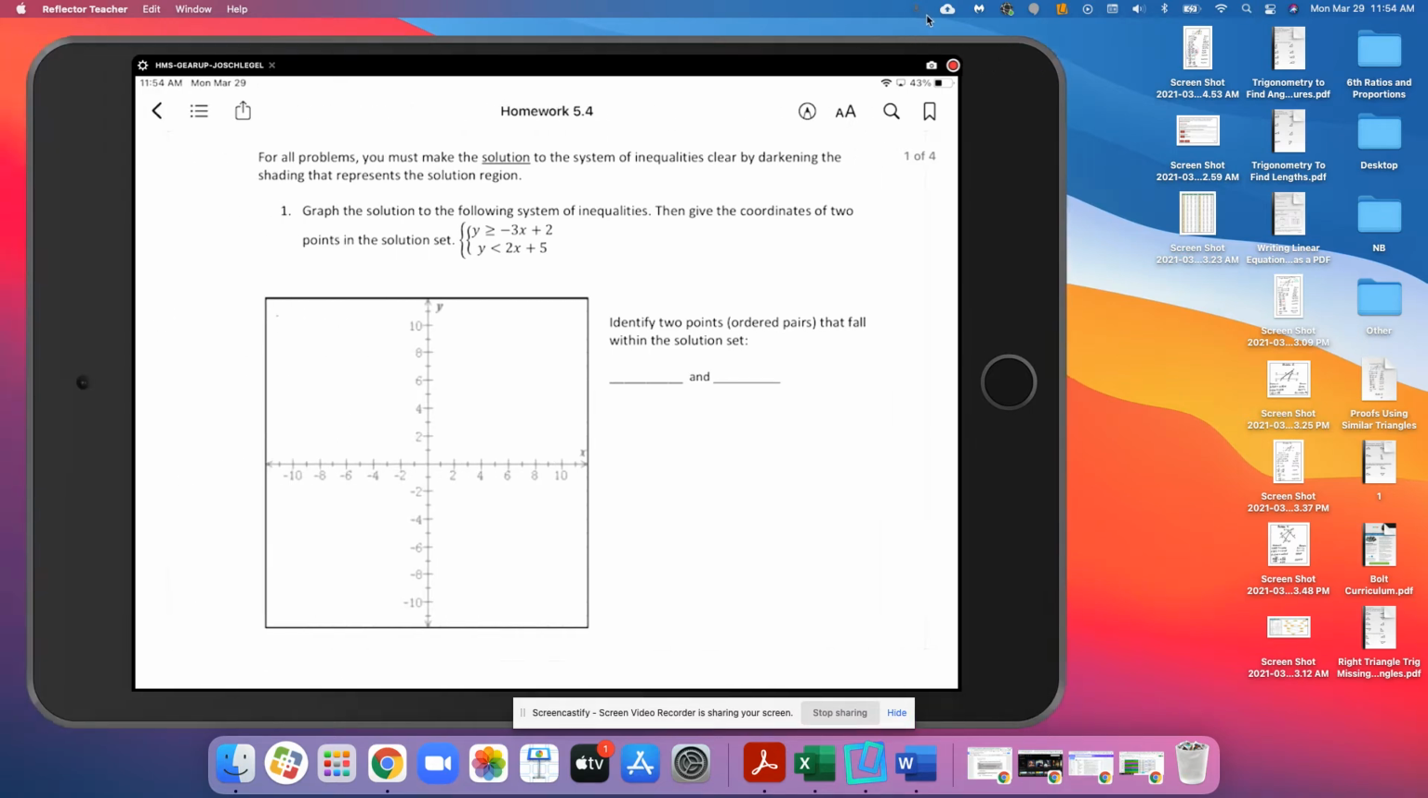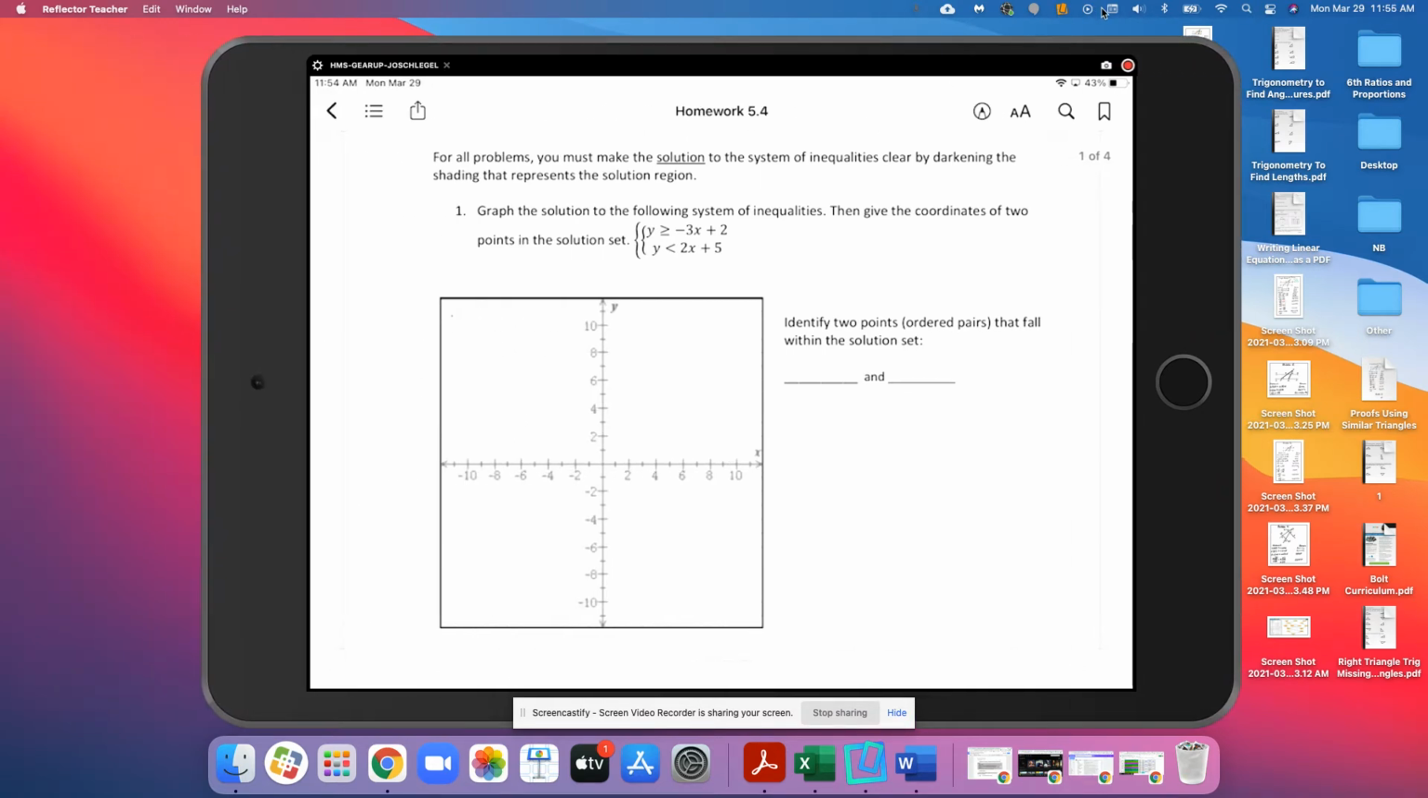All right, folks, so we are back with the video answer key for homework 5.4. This time, systems of linear equations, but honestly, not much different than just graphing a singular linear equation. So with that, we'll go ahead and get started and demonstrate how really similar it is.